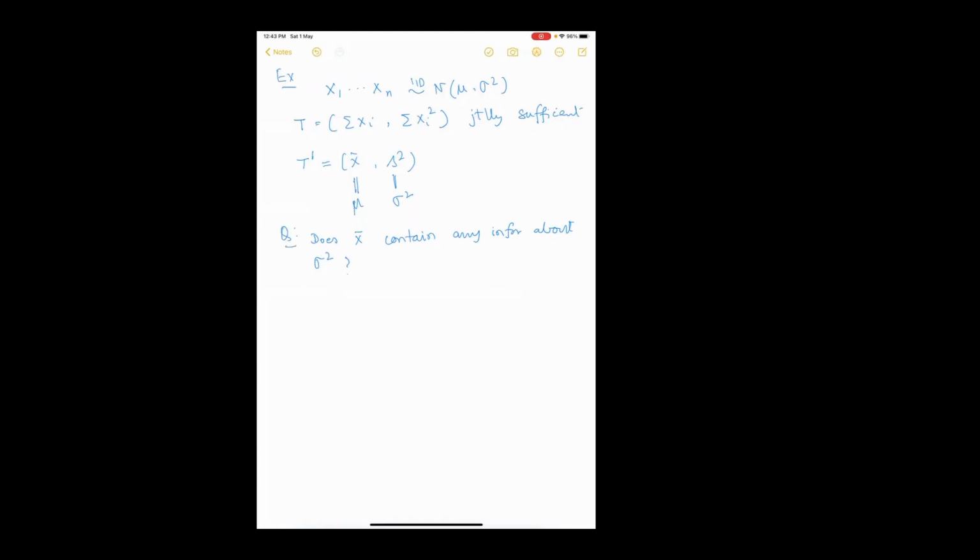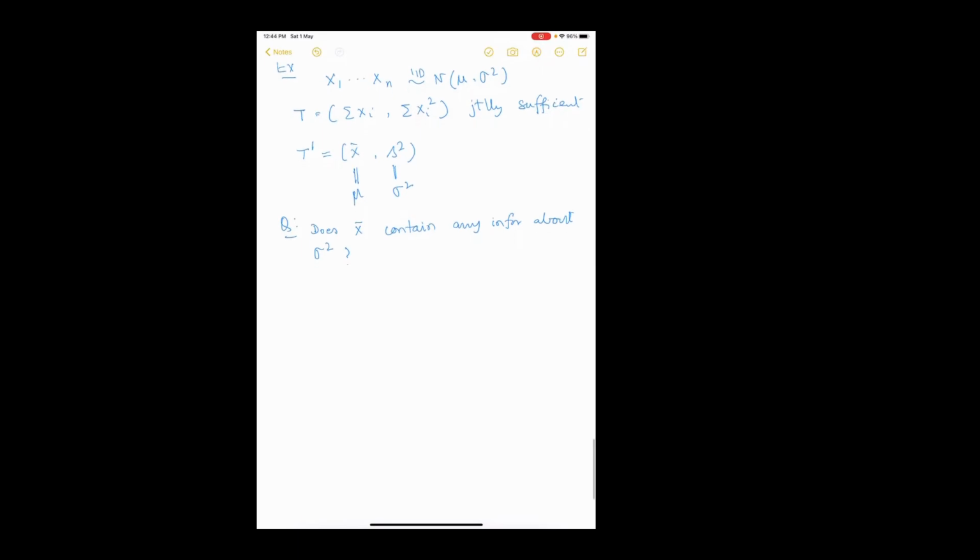It contains information about mu, but I don't know about sigma square. Correct. Because one thing we do know, expectation of X bar is mu. What about the variance of X bar? Sigma square by n. What is the distribution of X bar? Can you figure it out? Normal with mean mu and variance sigma square by n.